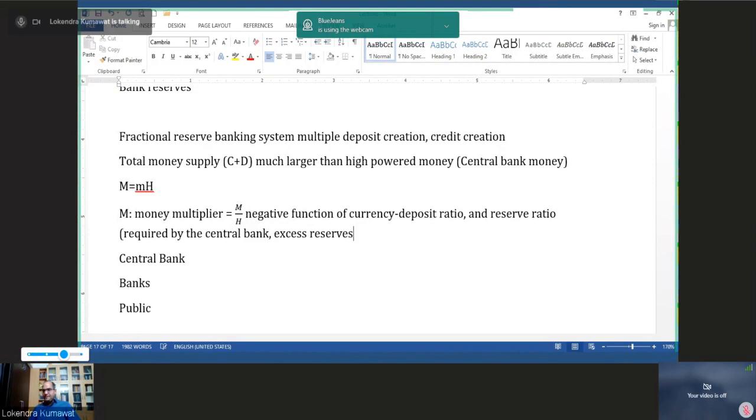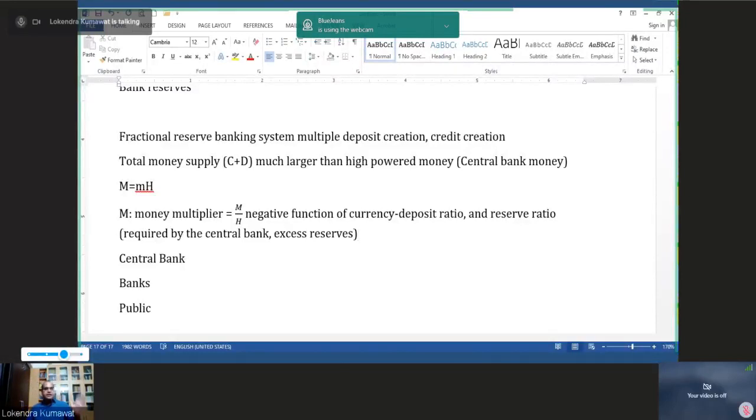Excess reserves are kept by the banks just to honor the demand for withdrawals. If someone goes to the bank to withdraw cash, and if the bank doesn't have cash, then obviously the bank will be in trouble. It will create problems about people's confidence in the bank. So the bank has to keep some excess reserves for that.